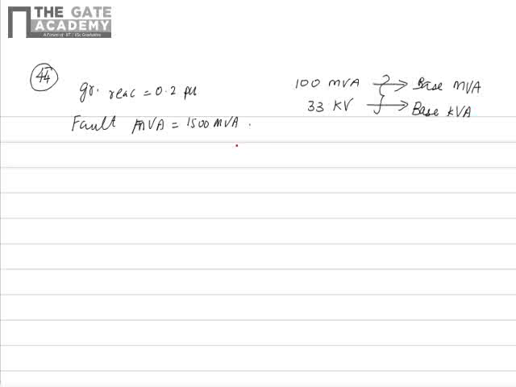So we have to find out the value of the reactance X so as to limit the fault MVA to 1500 MVA. So this is a case of symmetrical fault. So we can construct the positive sequence equivalent circuit of the system. The positive sequence circuit of this system is as shown.